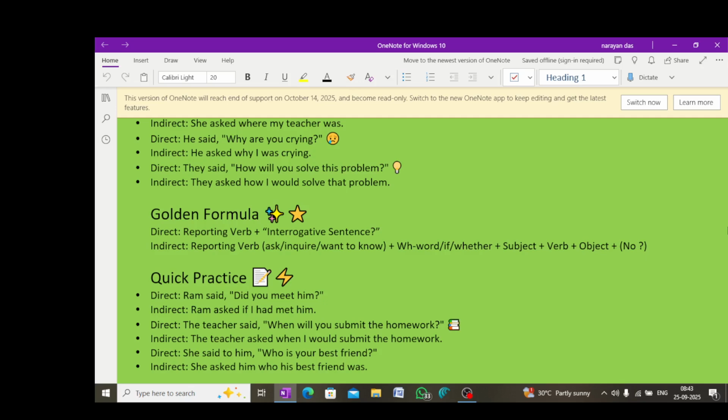Direct: the teacher said, when will you submit the homework? Indirect: the teacher asked when I would submit the homework. Direct: she said to him, who is your best friend? Indirect: she asked him who his best friend was.